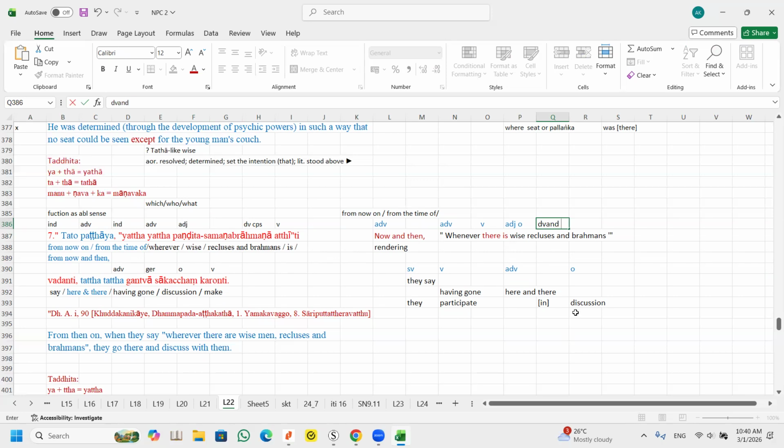Dwanda compound normally has "and" there, the ca. So you won't see the ca in between here. If you break it down, you have to insert the ca. Follow up to this junction, you follow. Now this part, no problem.